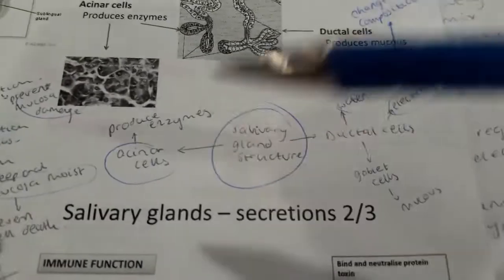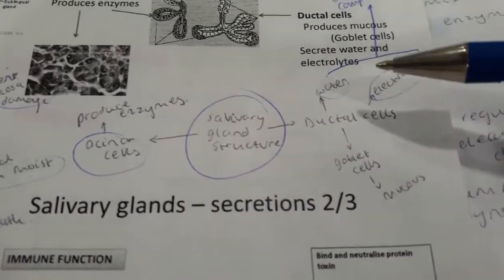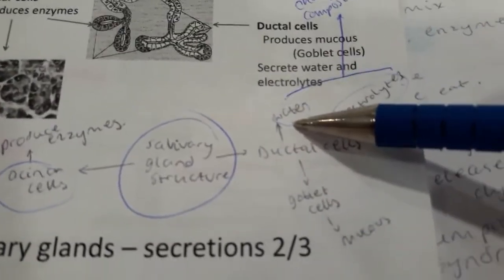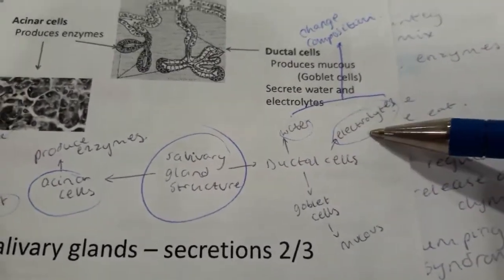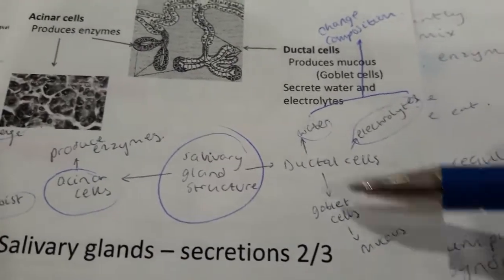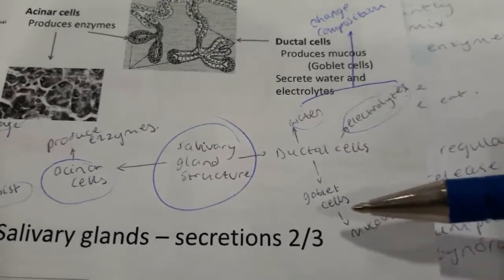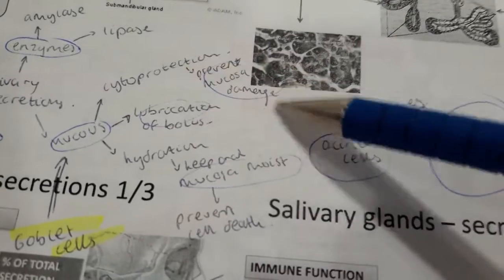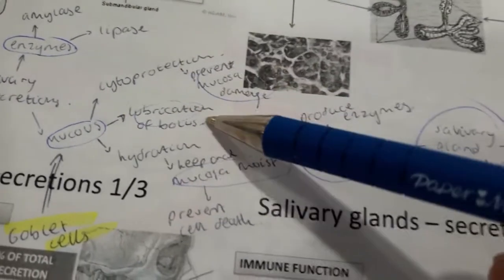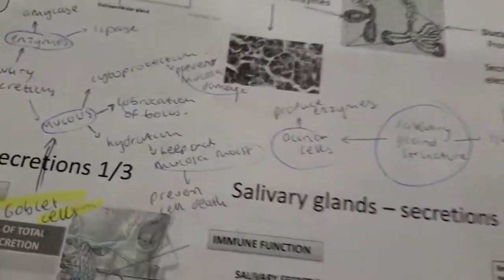So in the salivary gland structure, you've got two cell types essentially. You've got acinar cells, which produce enzymes, and you've got duct cells, which produce water and secrete electrolytes to modify the secretions, to change the composition. The ductal cells also include goblet cells, which secrete mucus. Mucus, as I mentioned above, is for cytoprotection, to protect the mucosa, to lubricate the bolus, and to hydrate the mucosa to prevent cell death.